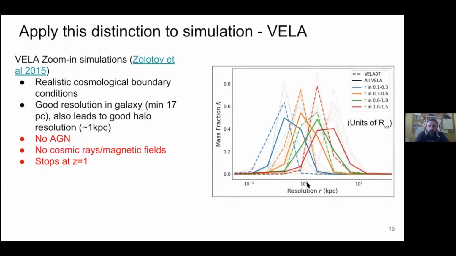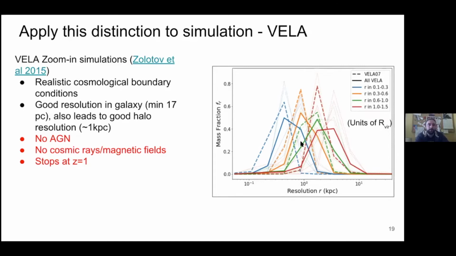Within about 0.3 to 0.6 RVIR, we're less than 1 kiloparsec, and most of our mass is in cells of less than 1 kiloparsec. And out to the virial radius, 0.6 to 1 RVIR, we're still at about 2 kiloparsecs, even at best. Most of our mass is in cells of 1 or 2 kiloparsecs. So the resolution's pretty good.